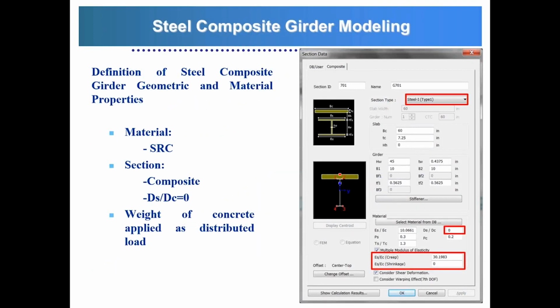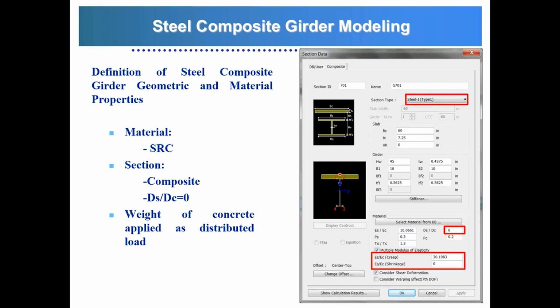So I will start with the modeling aspects of the different components of the bridge. For the steel composite girders, we have a composite material which MIDAS defines as an SRC, and then for the section properties, we have again a composite section. Here you can select different types of composite sections, for example, steel I-shaped girder, as we have in our case, or a steel top girder, and other types of section types.